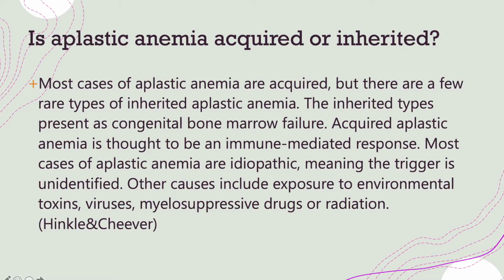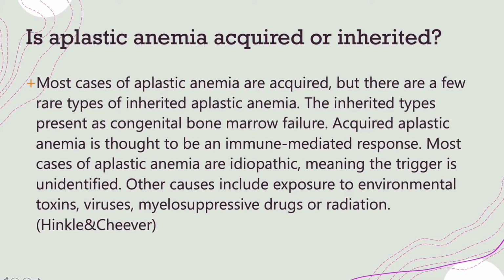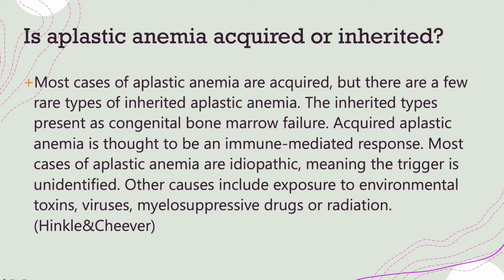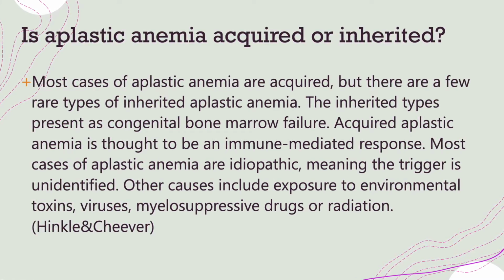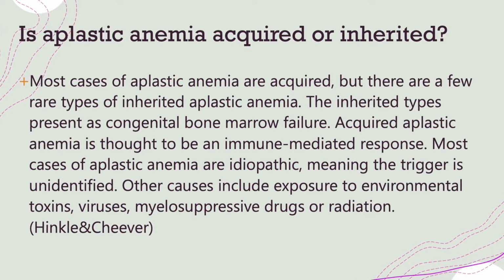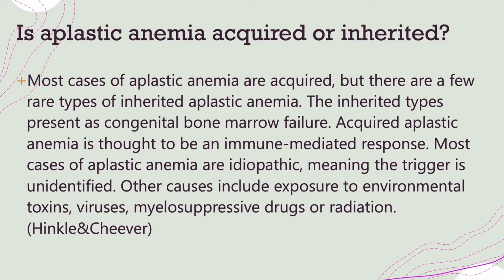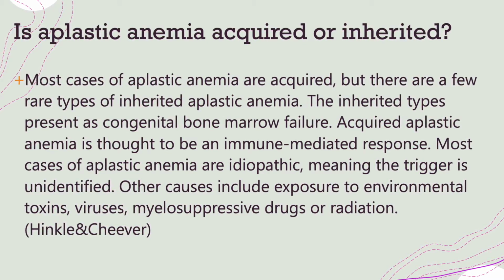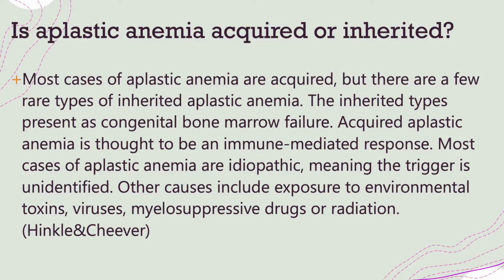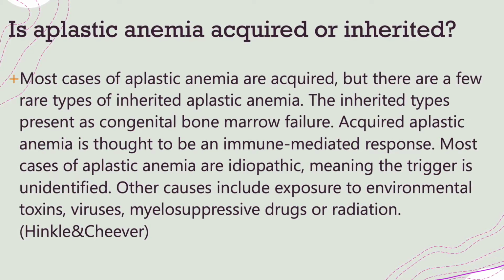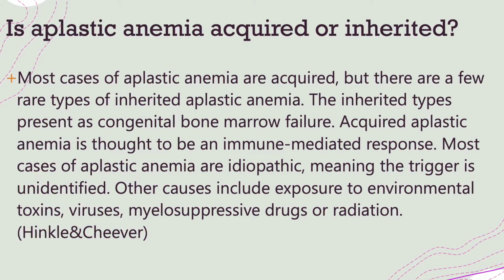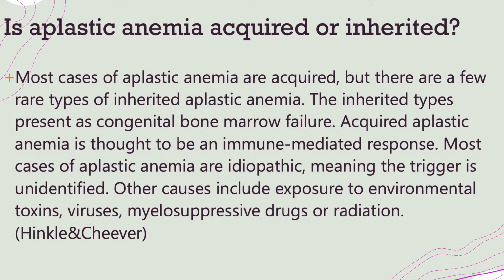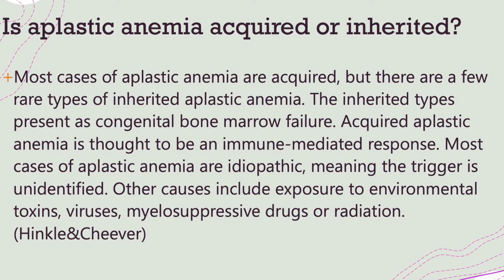The inherited types present as congenital bone marrow failure. Acquired aplastic anemia is thought to be an immune-mediated response. Most cases of aplastic anemia are idiopathic, meaning the trigger is unidentified. Other causes include exposure to environmental toxins, viruses, myelosuppressive drugs, or radiation.